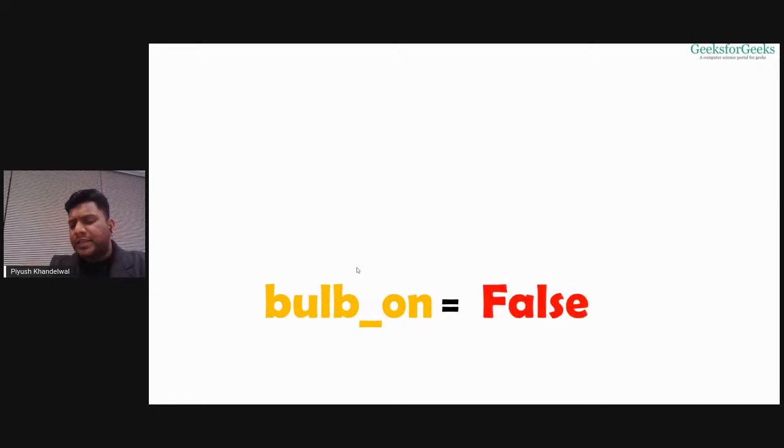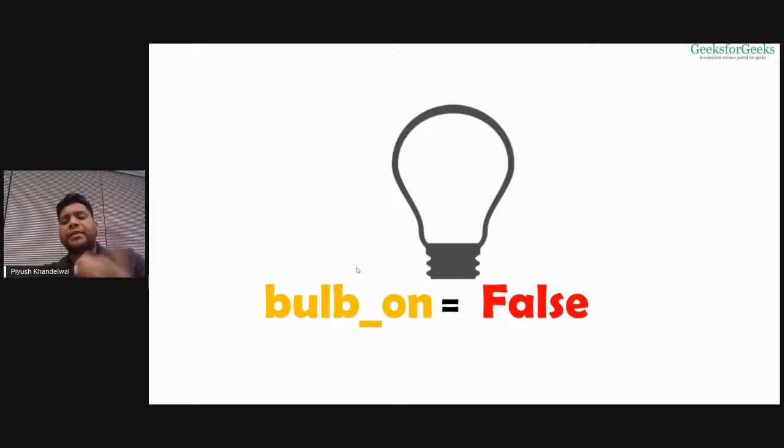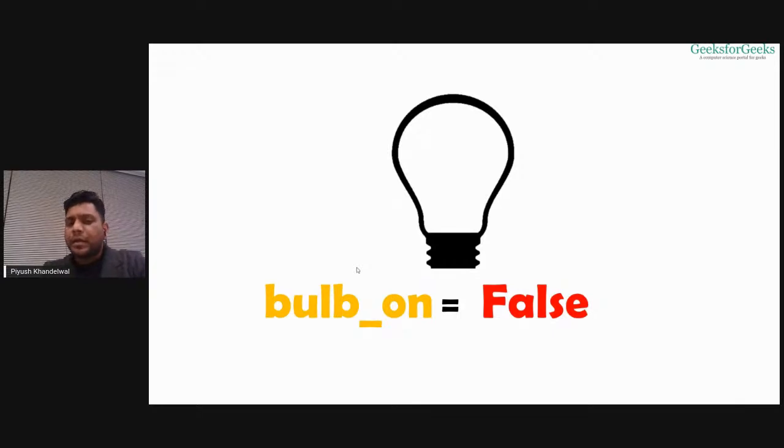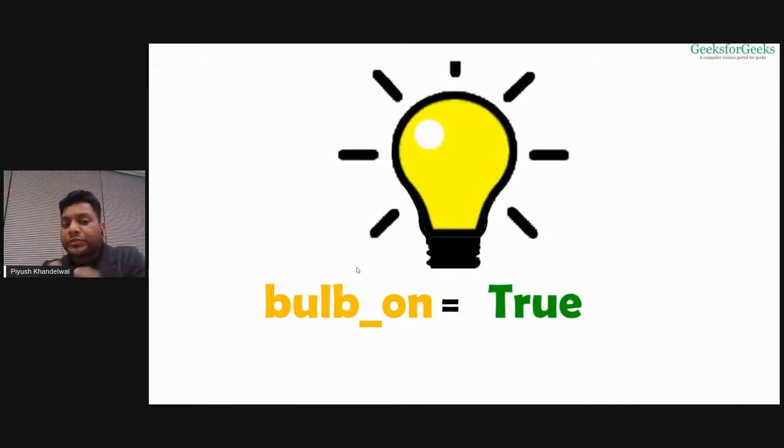Let me help you. Take a variable whose name is bulb on, right? So this variable bulb on suppose has value false. Okay, so when this variable bulb on has value false, you can read it like this: bulb on is false. Bulb on is false means bulb is in off state. And when I say bulb on is true, it means bulb is lightning. It is in on state.